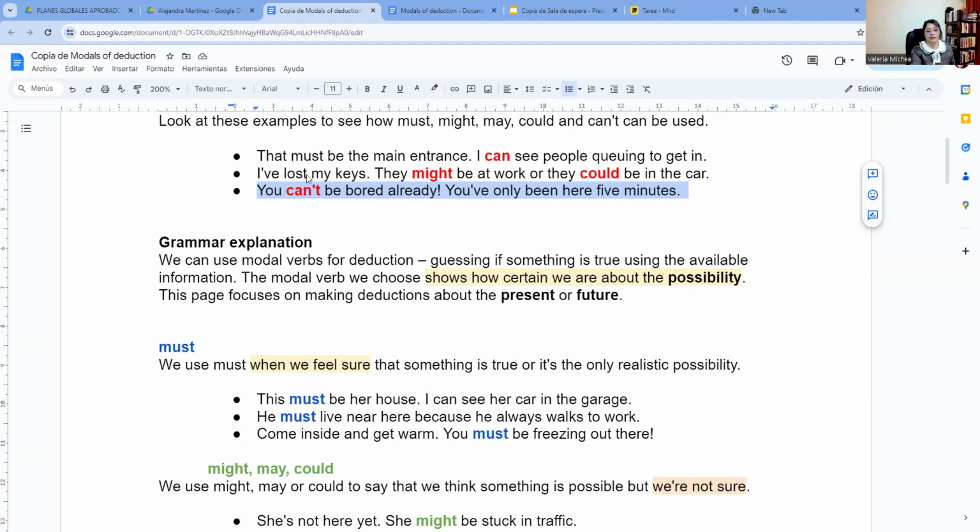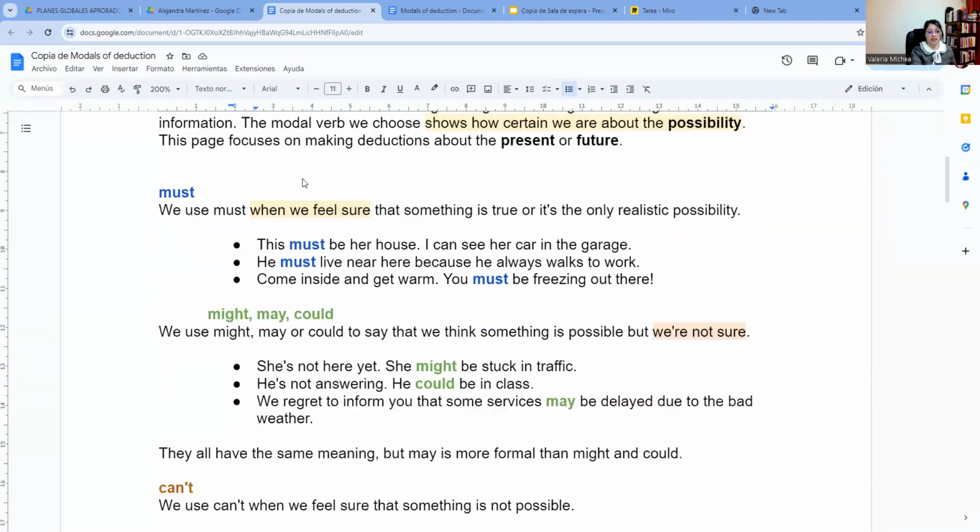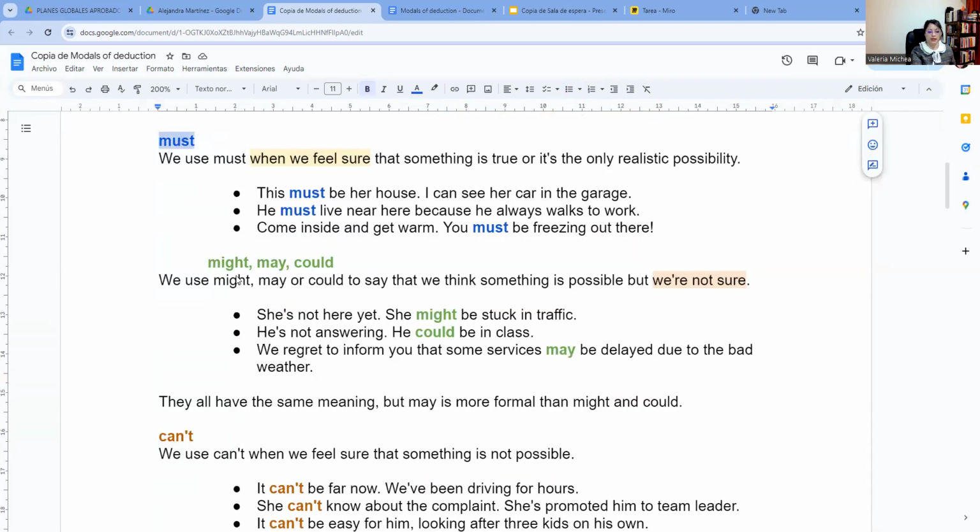And now let's have a look at the modal verb must. We use must when we feel sure that something is true or it's the only realistic possibility.